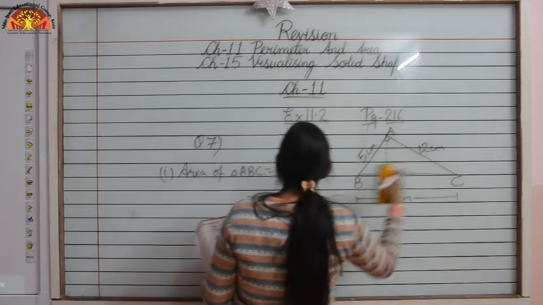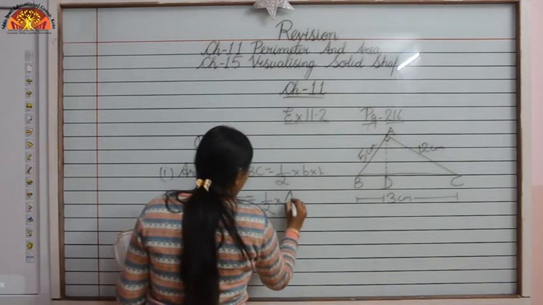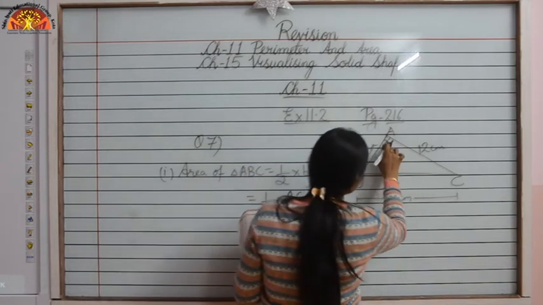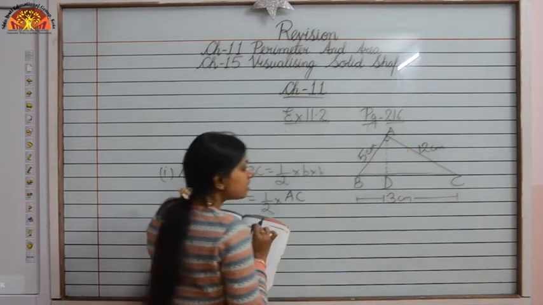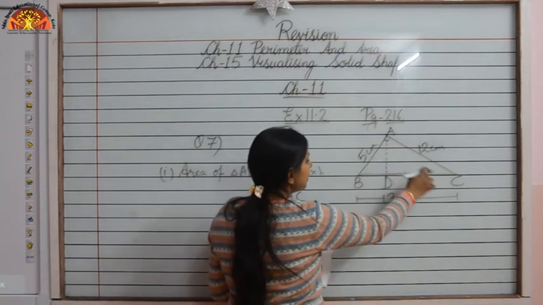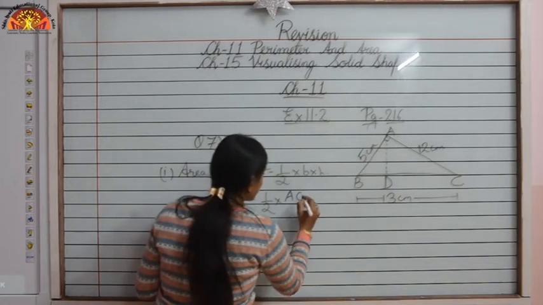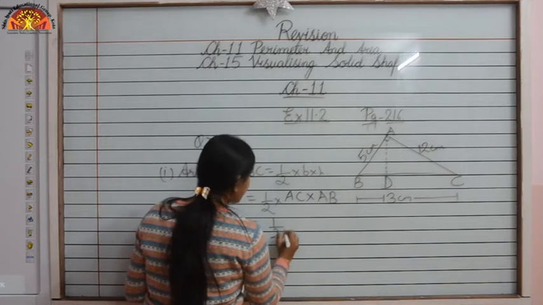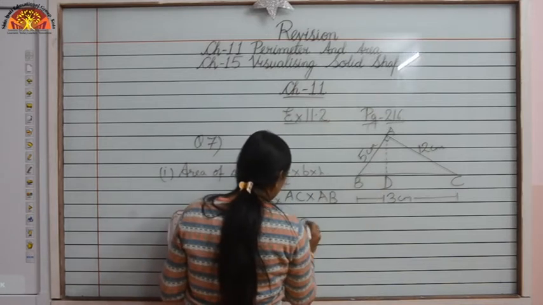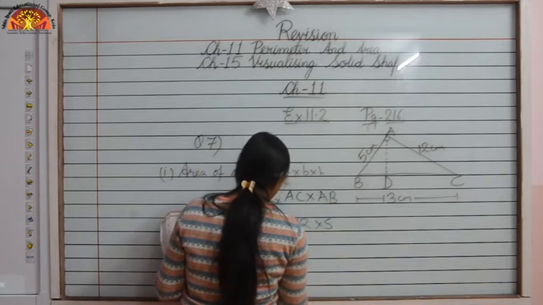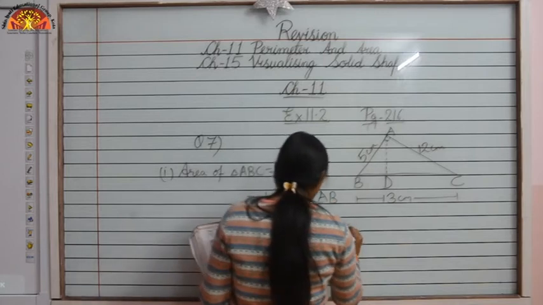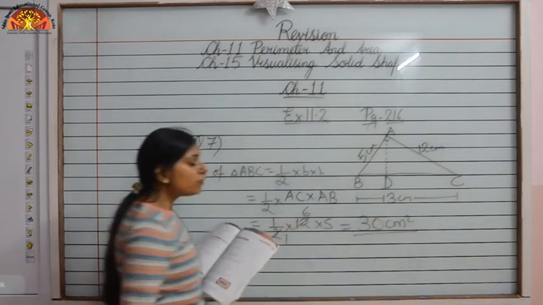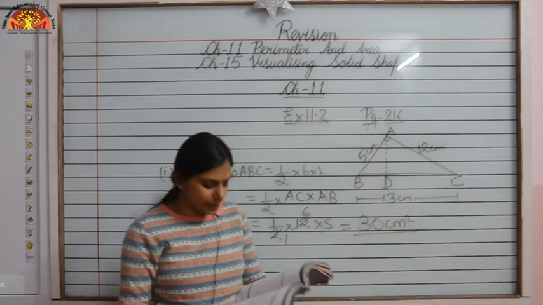So the base is AC, that is half of AC. We are first finding the area of the triangle ABC. You can see that AC is the base and AB is the height, because this triangle ABC is right angled at A. So we can just write half of AC into AB. AB is the height, so half of 12 into AB, that is 5. 2 ones are 2, 2 6s are 12, 6 into 5, that is 30 centimeter square. So the area of the triangle ABC is 30 centimeter square.